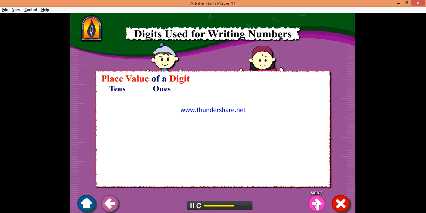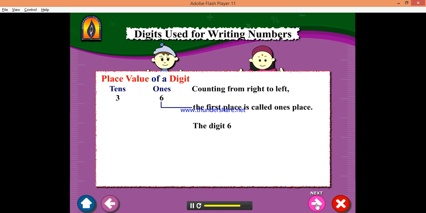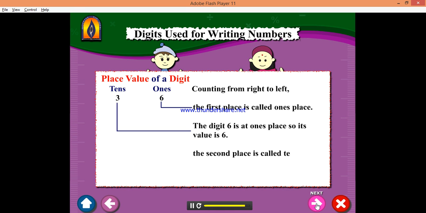Tens, ones, 3, 6. Counting from right to left, the first place is called ones place. The digit 6 is at ones place, so its value is 6. The second place is called tens place. The digit 3 is at tens place, so its value is 30.